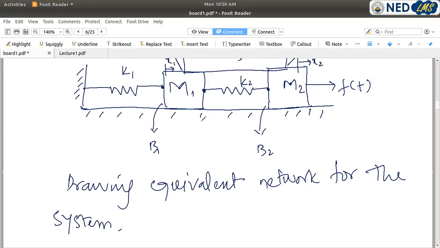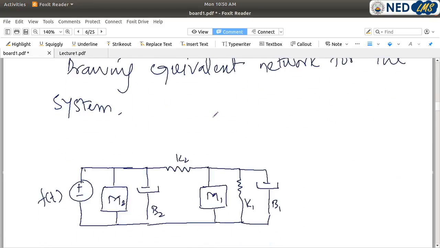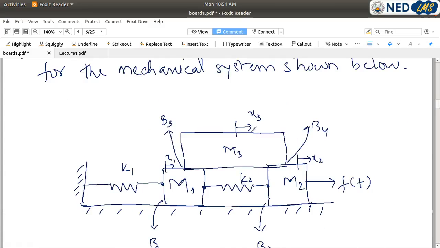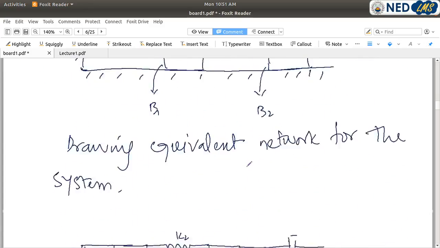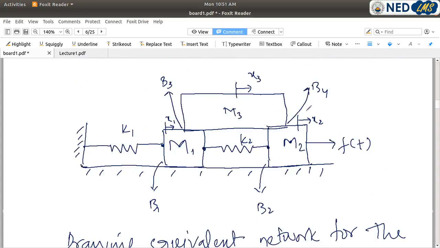And now at node x1, we have another element B3, which is in between x1 and x3. So I am drawing B3. Now we arrive at node x3, and at x3 there is a mass in between non-reference node x3 and reference node. As I said earlier, one end of a mass is always at the reference node, no matter where it is physically placed in the network. So M3 in between node x3 and the reference.